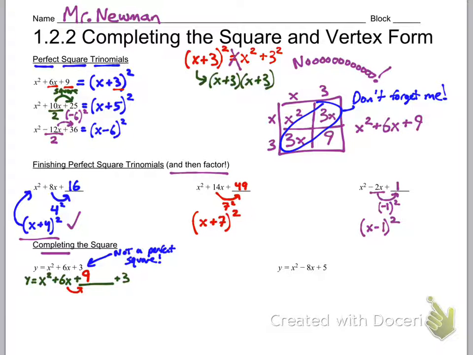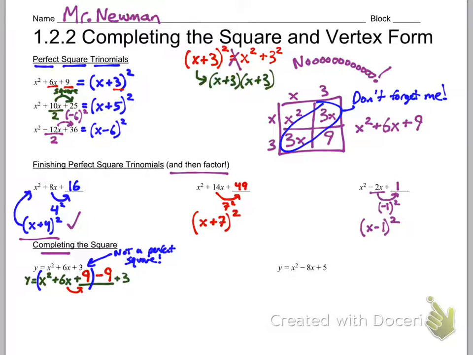So instead of just adding 9, I'm going to add 9, and at the same time, I'm going to subtract 9. You might think, wait, this is counterproductive. Why don't we just combine them? Well, our goal here isn't to get this as simplified as possible. Our goal is actually to get this in a form called vertex form for the parabola. And I'll show you why we call it that in a moment. But for now, let's just complete the square and then go ahead and factor that.